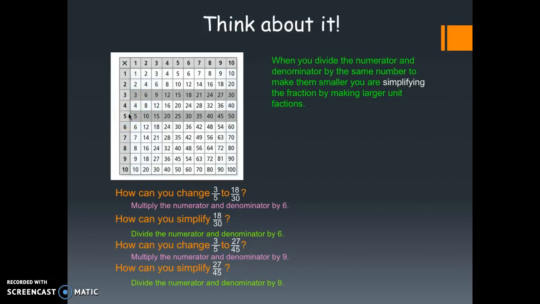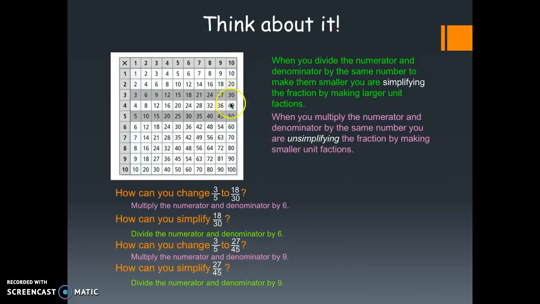So when you divide the numerator and the denominator by the same number, we are simplifying the fraction. When we multiply the numerator and the denominator, we are unsimplifying.